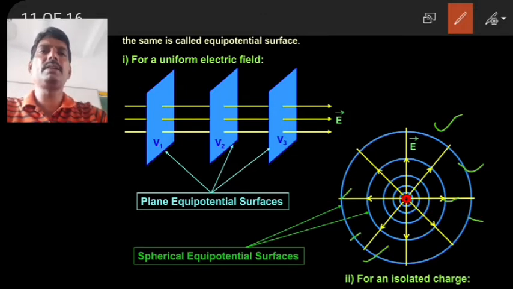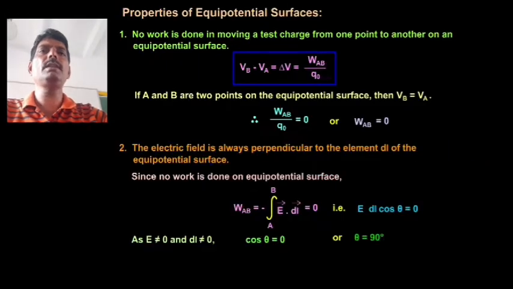These blue lines indicate the equipotential surfaces for an isolated charge. I think you might have understood this one. Next one, properties of equipotential surface.